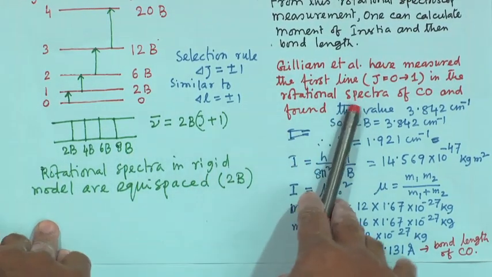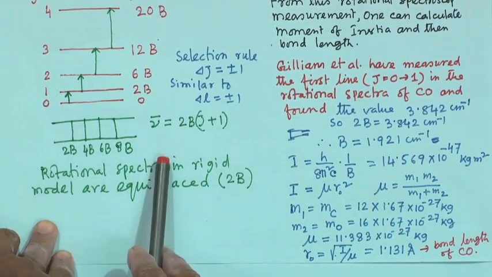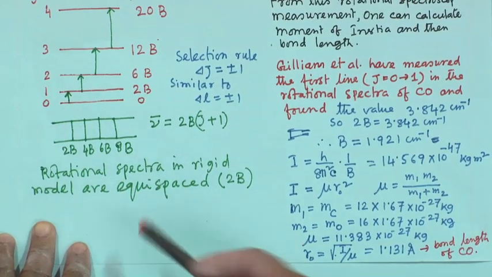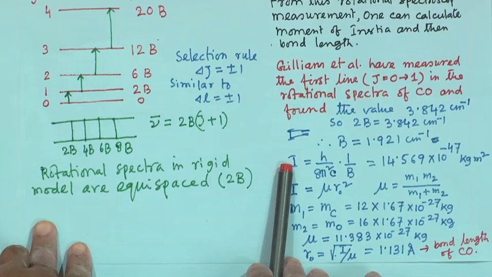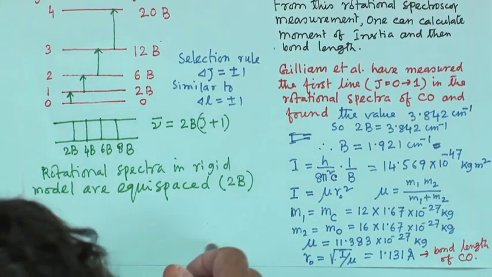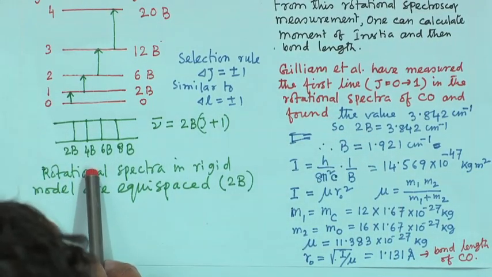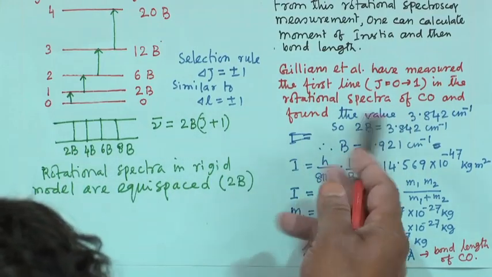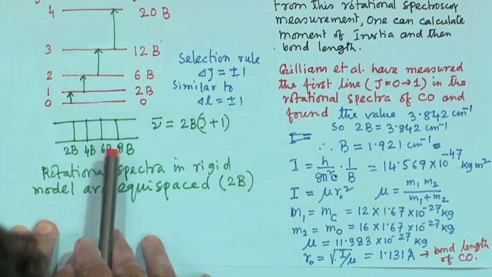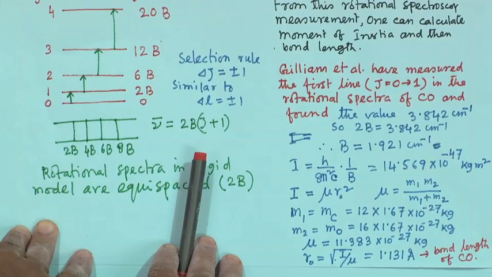So why he measured the first one, that I will discuss. The intensity of all these spectral lines is not the same. Only this first one is very bright, and the others, with higher orders, the second, third, fourth, are very weak. But if you measure the first one, then we have seen that using the theory, the rigid rotator model.